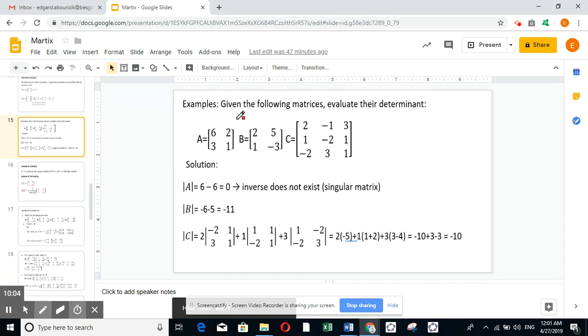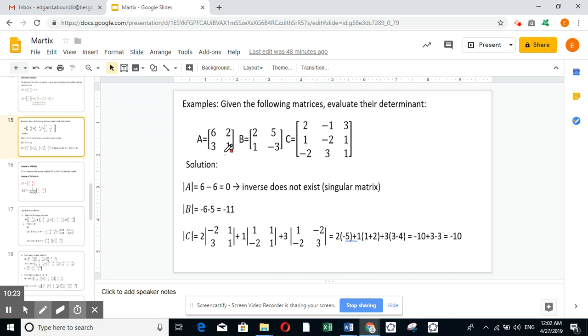Now we're going to continue with the determinant. Determinant is very important for finding the inverse. If the determinant exists, the inverse of a matrix exists. So we're going to talk later about the inverse of a matrix. Now I need to find the determinant of these matrices.